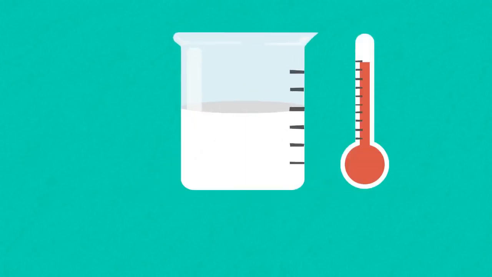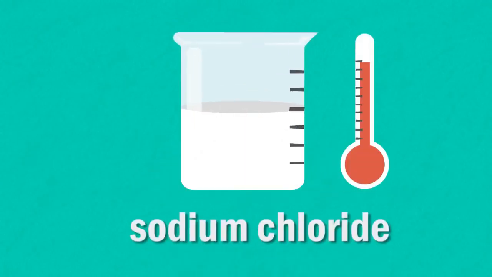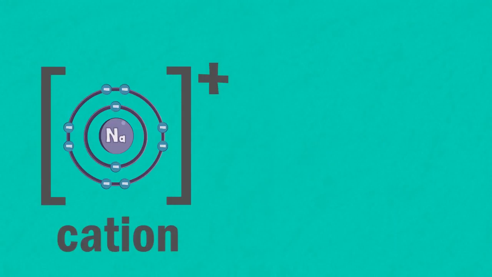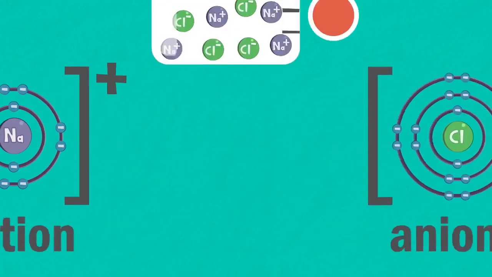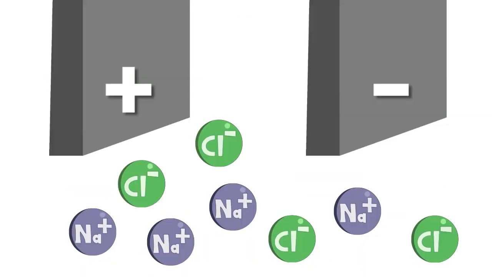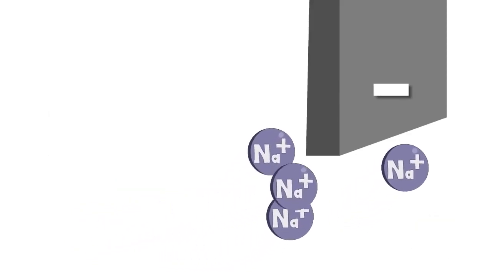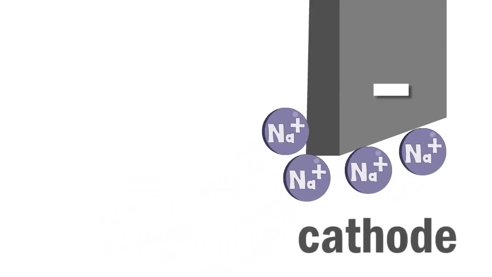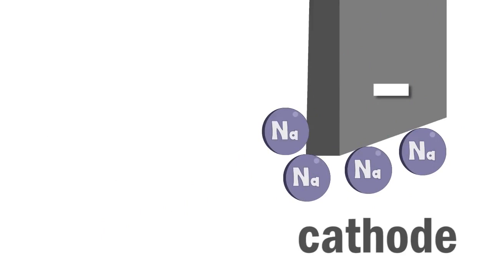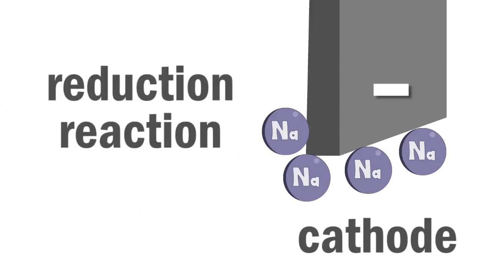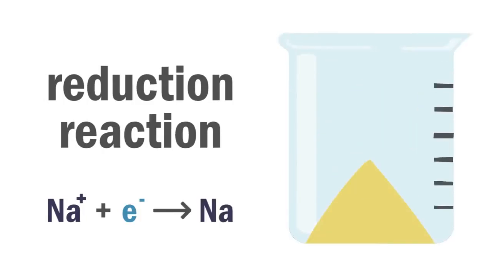Well, we're going to look at molten sodium chloride. The ions are a sodium cation and a chloride anion. Sodium ions will be attracted to the negative electrode, the cathode, where they combine with electrons to give sodium atoms. This is a reduction reaction. Each ion gains one electron and sodium metal is produced.